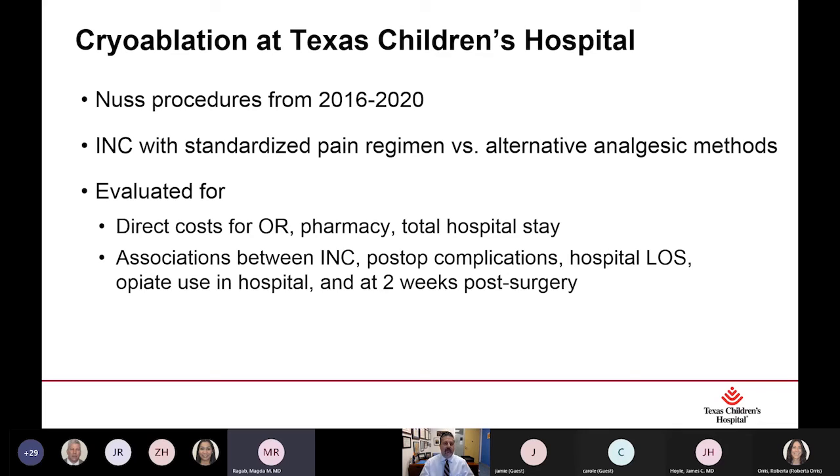And we looked at our NUS procedures from 2016 to 2020. We compared intercostal nerve cryoablation with a standardized pain regimen compared to any other pain regimen, any other analgesic method, including thoracic epidural. And we looked at these data points. And what we're mostly looking for is, are they using less narcotics? Are they getting out of the hospital faster? Are they decreasing the refills of narcotics as an outpatient, that sort of thing? And then does it actually change the amount of complications or the outcomes?